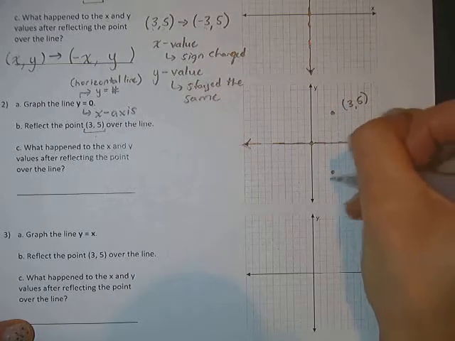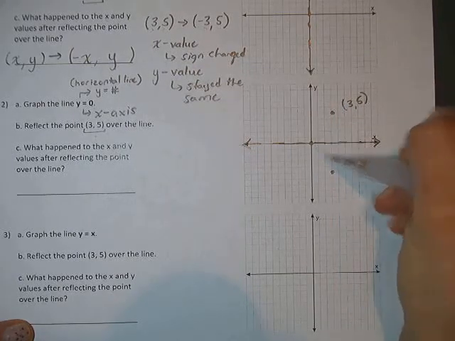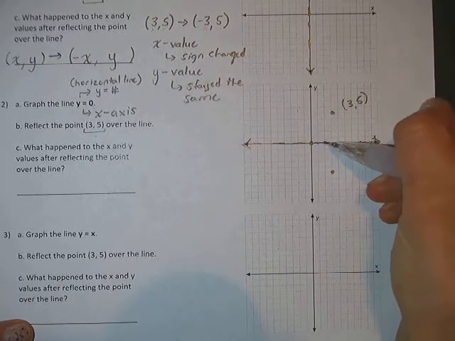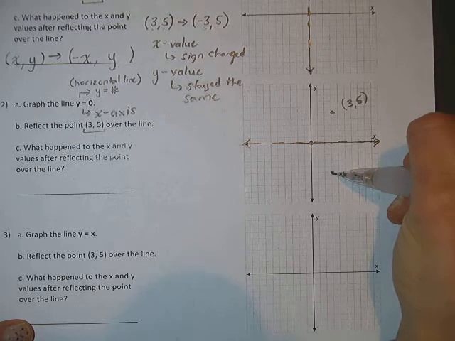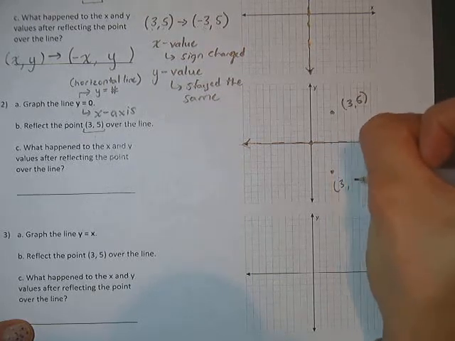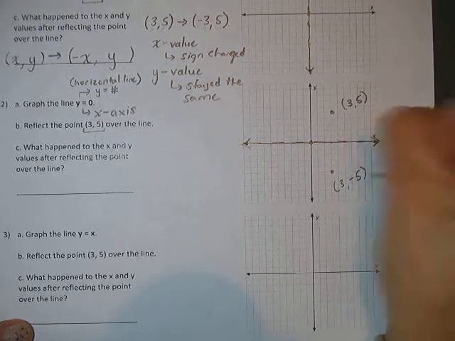So where did it land? Well, let's tell the coordinate of it. So I start at the origin. I have to go right 3 and then down 5. So it lands at (3, -5).